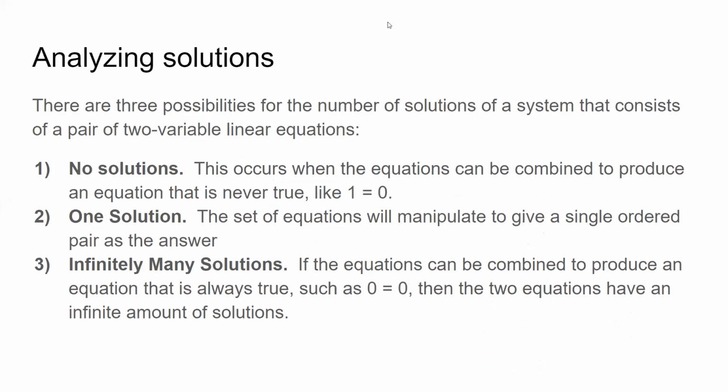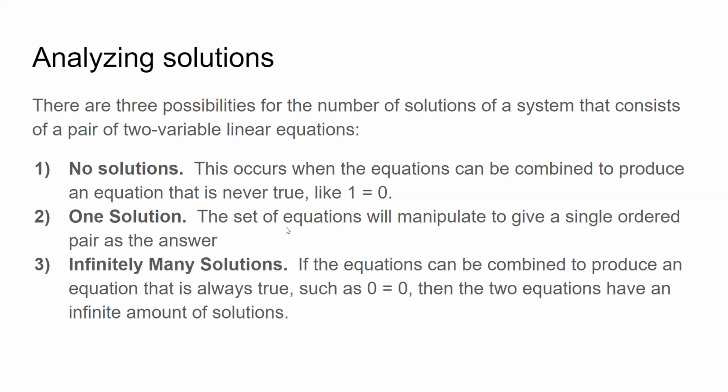So let's talk about the possibilities when you have a system of equations. There's a possibility that you have no solutions, and this occurs when you try to solve and you end up with an equation that doesn't make sense, like 1 equals 0. Basically, this means that there's no point that satisfies both of these equations. If you were to graph these two equations, there'd be parallel lines, and they'd never intersect, which is why there are no solutions.